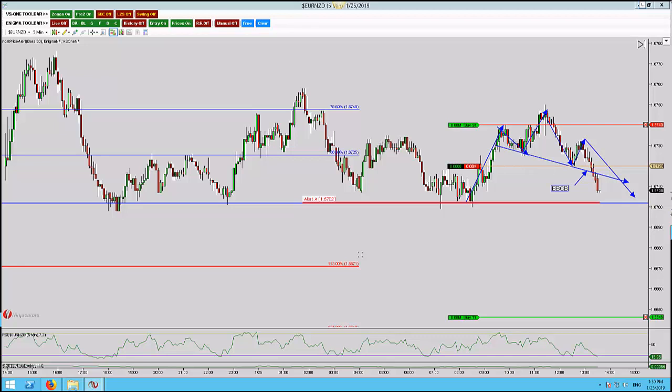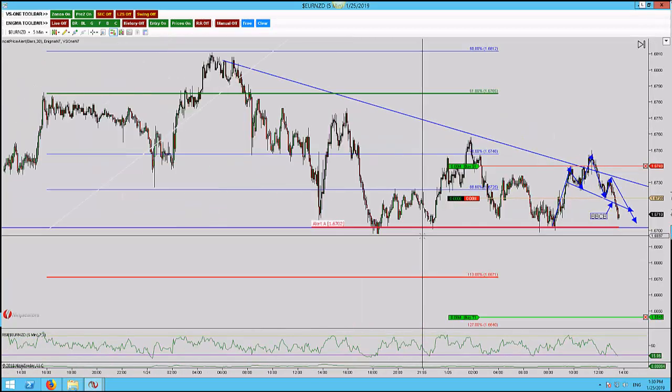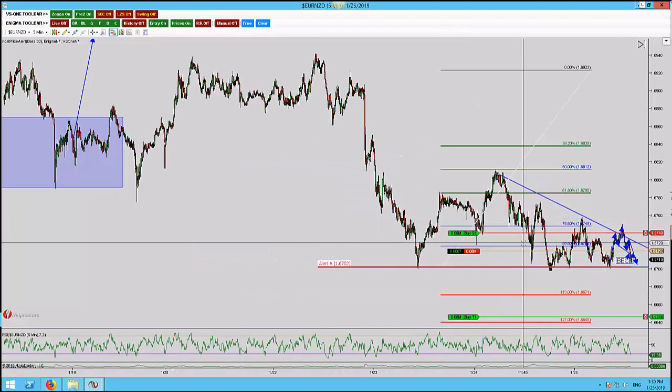We're here on the Euro New Zealand. This is the 5-minute chart. You can see there's a head and shoulders. I've actually used this as an entry, into the entry of this very big triangle.